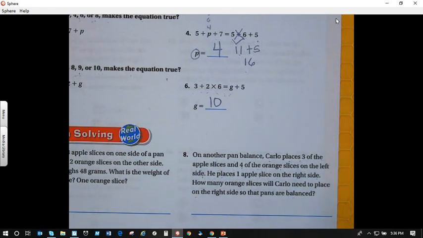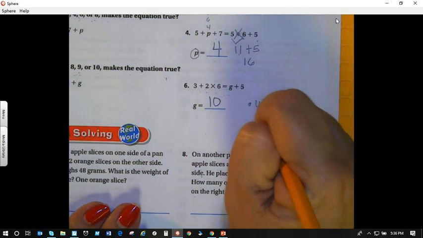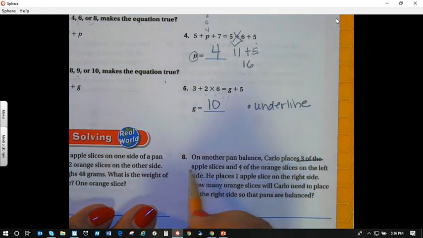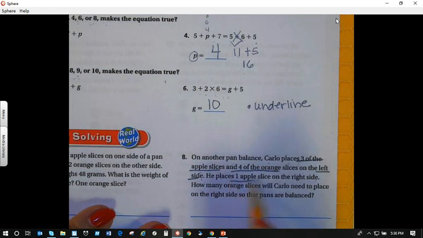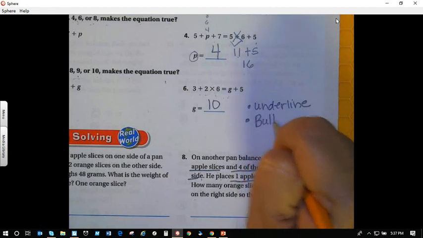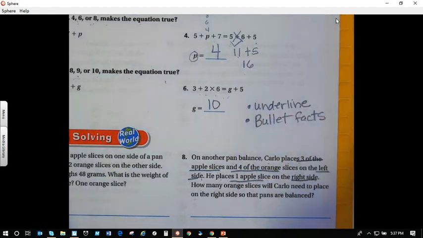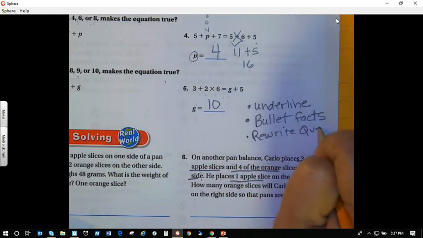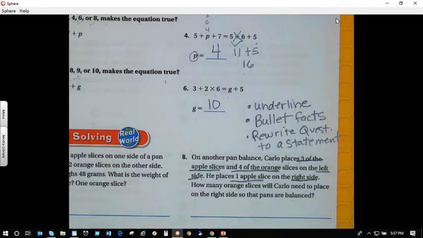Okay, so what do we need to do? Well, first of all, in order for me to understand that, first things first, I need to underline important details. So I need to know that Carlo places 3 of the apple slices and 4 oranges on the left side. Then he places 1 apple slice on the right side. Okay, and now I need to bullet facts. Those are the things that I underlined. And then I need to rewrite the question to a statement. Okay? So that's what I need to do there.